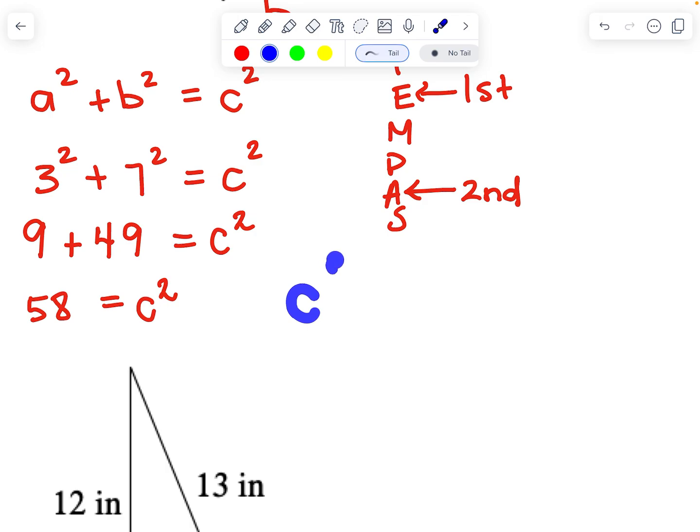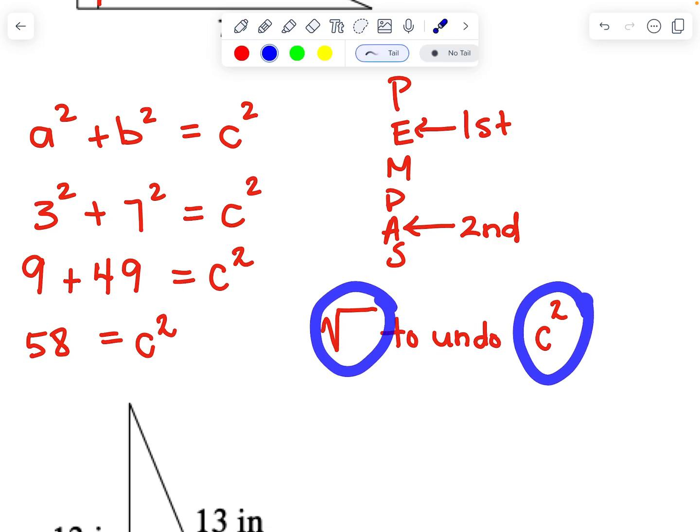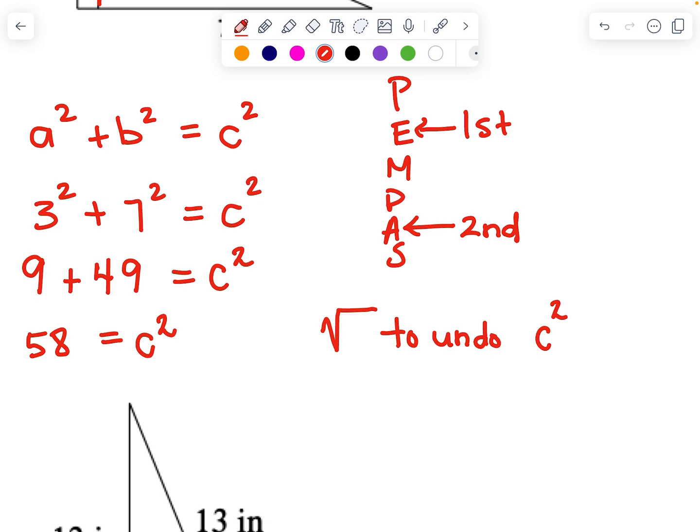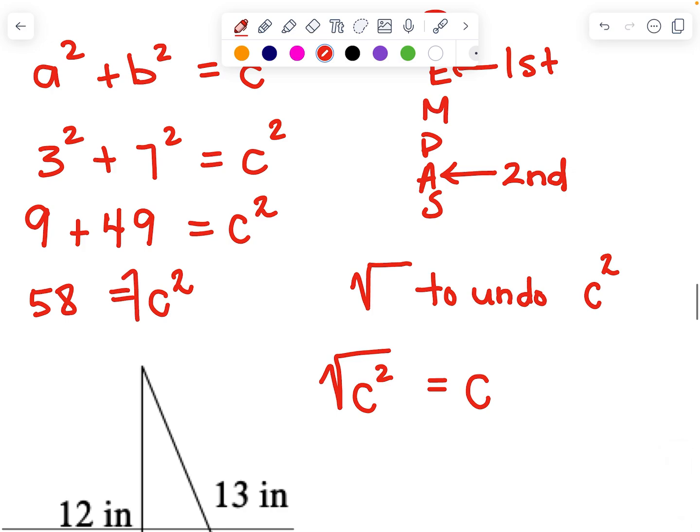How do I find c just by itself without the square? Well, I need to do square root to undo the exponent. Yes? If I square root c squared, I'll get c. So if I take the square root of c squared, well, that's c. Okay. So that's what I would like to do. I'd like to take the square root of that.